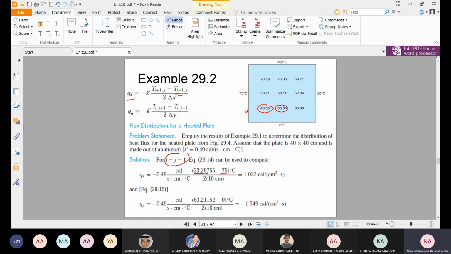A second, to compute Qy. So for Qy here, we have the heat before. This is what we have. The temperature here is 63.21, so this is the temperature above. And the temperature at this point is 0. Okay, the temperature here is 0. This is multiplied by K bar over 2 delta Y, and delta Y is also equal to 10. So we have here 20 centimeter, and this will be the value of Qy.